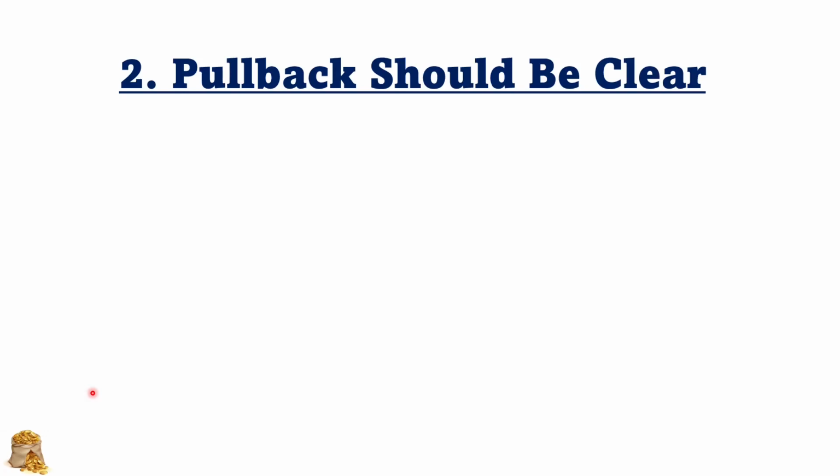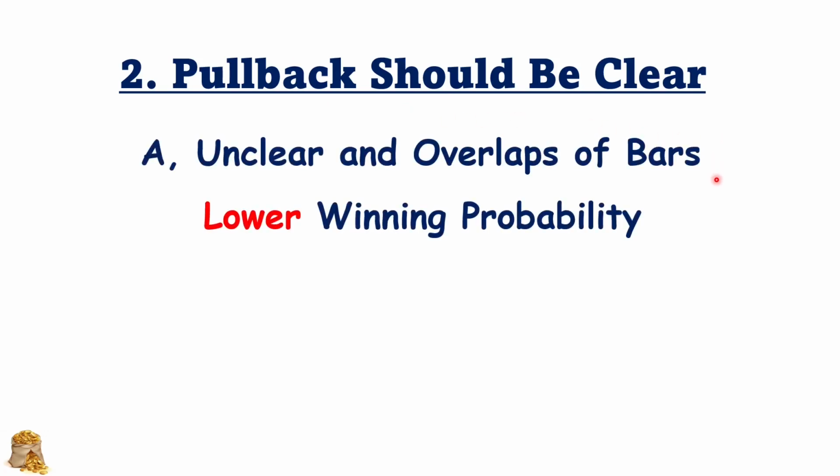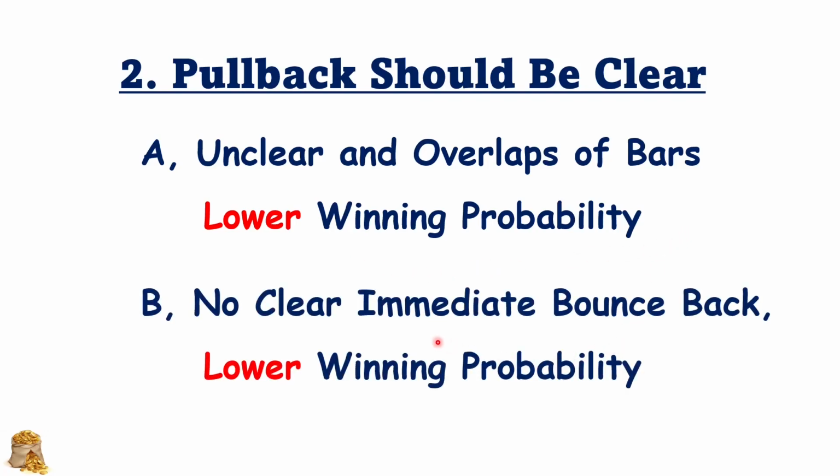The second thing is about the pullback. If the pullback is clear, the win probability will be higher. But if there are a lot of overlaps in the pullback, the winning probability will be lower. Also, when the market meets the 50% retracement level, if it bounces back quickly, that means the winning probability will be higher, and vice versa.